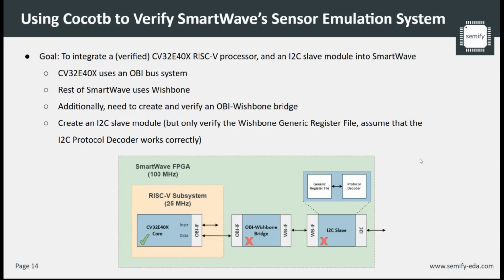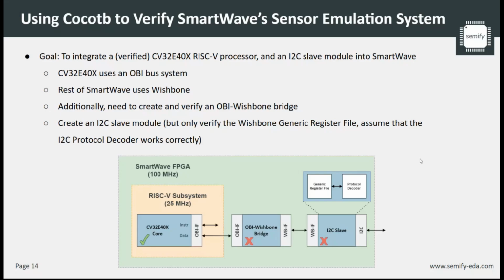So this, of course, introduces some sort of problem, right? We can't communicate from the core to the rest of SmartWave without some sort of translation. So then we need to create another module that's going to sit in the middle, sandwiched between these two peripherals. That's going to be an OBI Wishbone bridge, which does the translation from one protocol to another and back. And then finally, we can take these three modules, put them together, and we'll have our sensor emulation system ready.